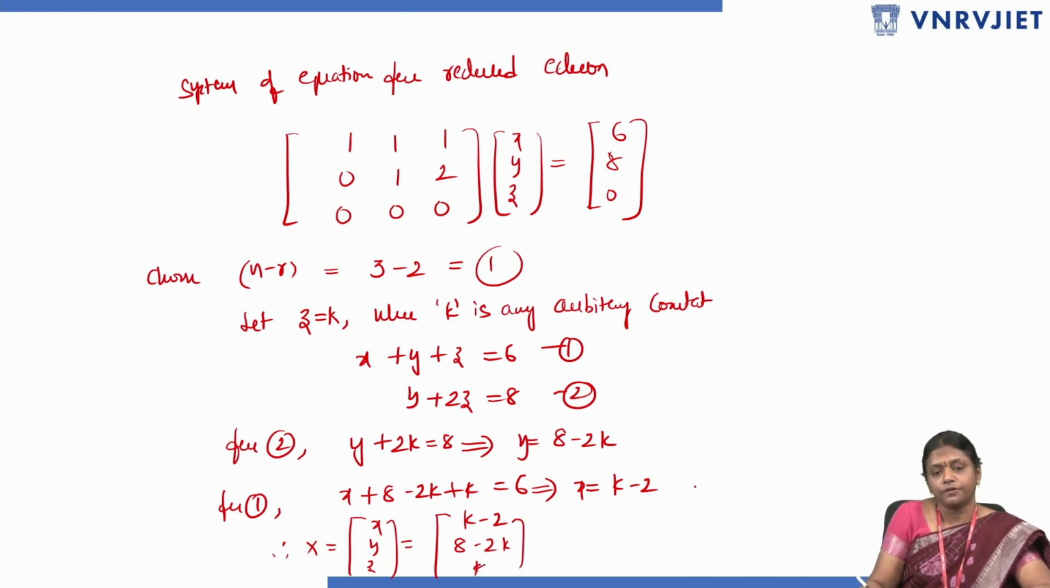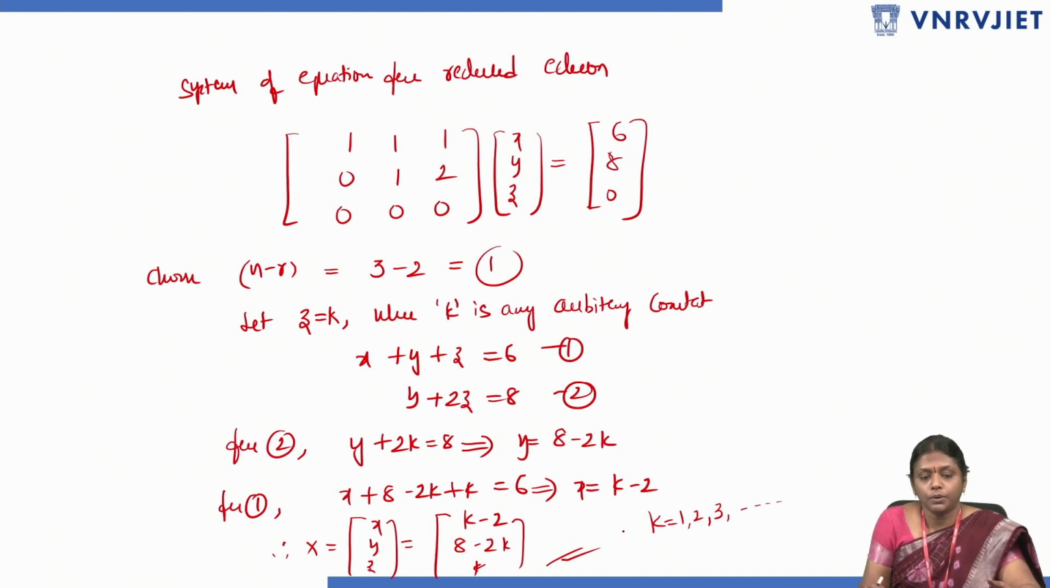That means if we go on giving different values for k, that is, k equal to 1, k equal to 2, k equal to 3, and so on: for k equal to 1, you will be getting one solution; for k equal to 2, you will be getting another solution; and for k equal to 3, another solution. Like that, if you go on giving different values of k, we will be getting different solutions here. That means the system has infinitely many solutions.